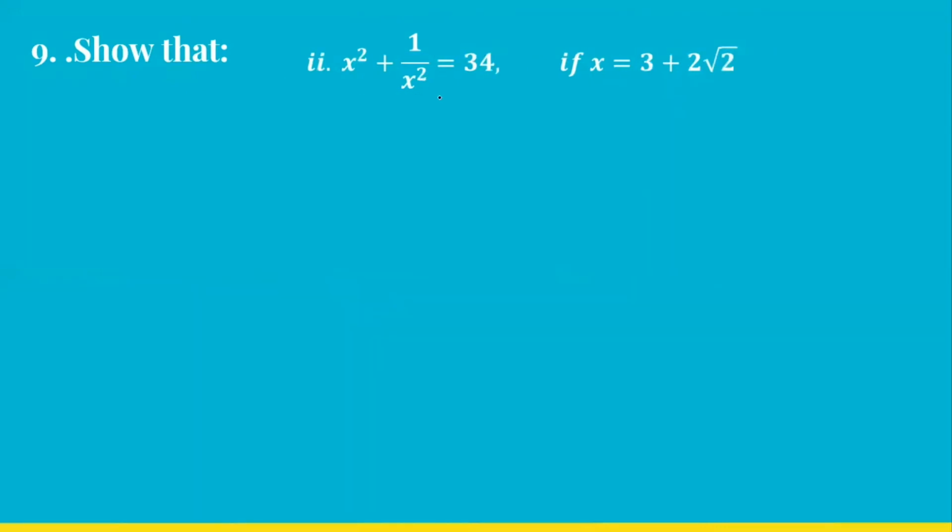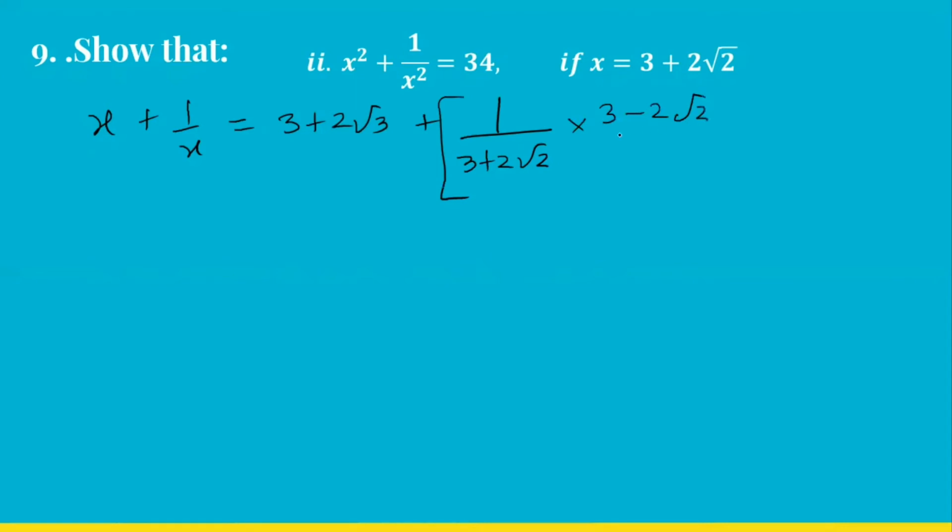The second part of this 9th question, we have x square. You have to show that x square plus 1 upon x square is equal to 34 if x is equal to 3 plus 2 root 2. Now, x square plus 1 upon x square you will get when you square x plus 1 upon x. So, let us first find x plus 1 upon x. Put the value of x, it is 3 plus 2 root 2, plus 1 upon x is 1 upon 3 plus 2 root 2. Let us again rationalize this part. Rationalizing factor is 3 minus 2 root 2 upon 3 minus 2 root 2.